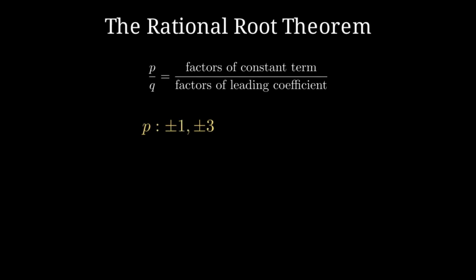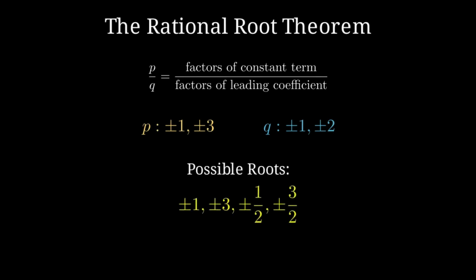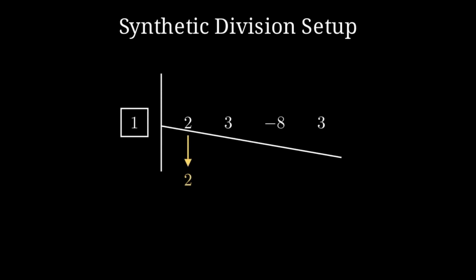By dividing the factors of the constant term by the factors of the leading coefficient, we create a finite list of potential rational candidates to test using synthetic division. Synthetic division is a shorthand method for polynomial division. We strip away the variables and work only with the coefficients.